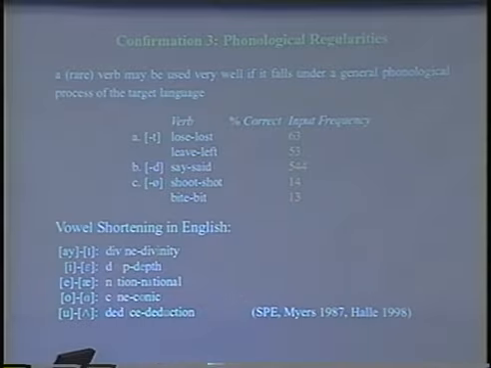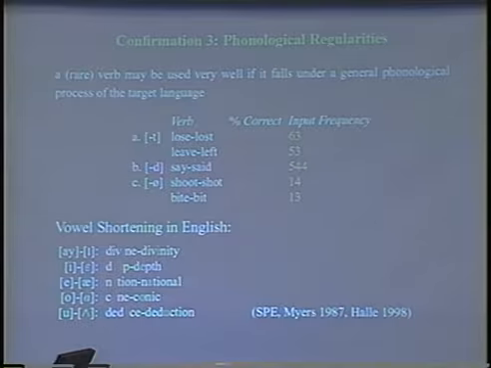And finally, again, the problem is a simple model of learning that doesn't take into account other factors in the language, because here's the effect of phonological regularities in the English language. We may have a case where a rare verb may be used fairly well if it falls under a general phonological process in the target language. That process is vowel shortening. So here are all the vowel shortening verbs in English: lose, lost, leave, left, say, said, shoot, shot, bite, bit. These are the frequencies, very different. Some very low, some very high, but they are all used very well.